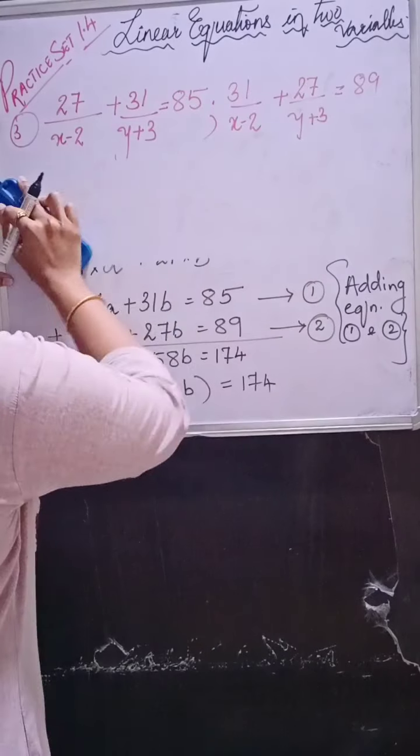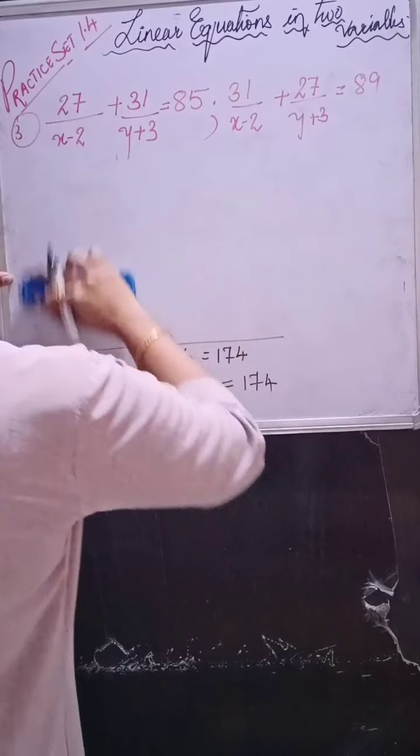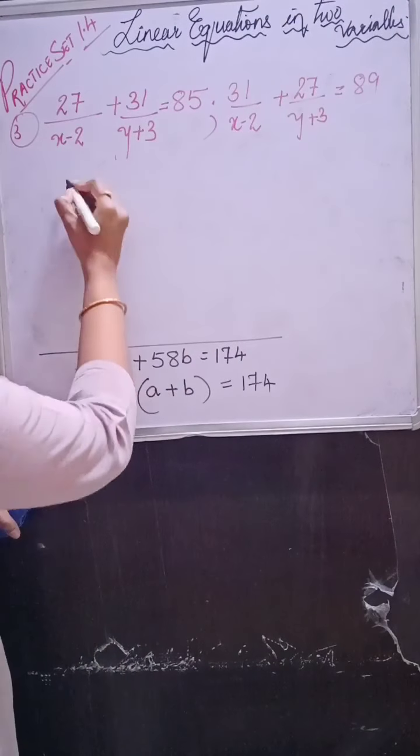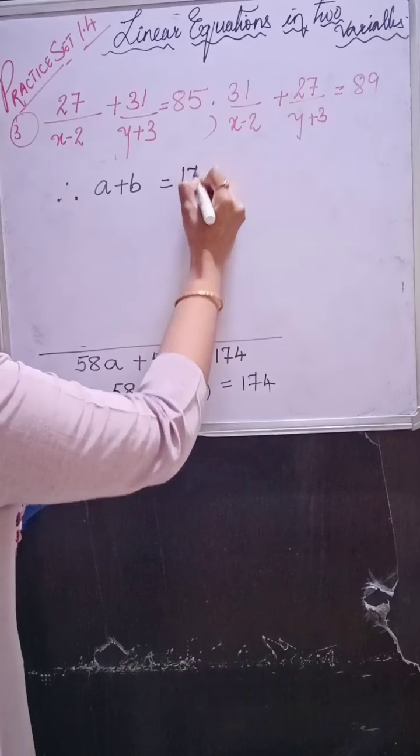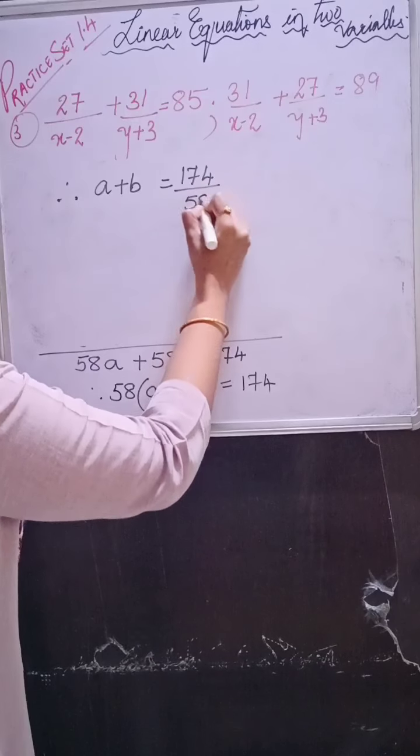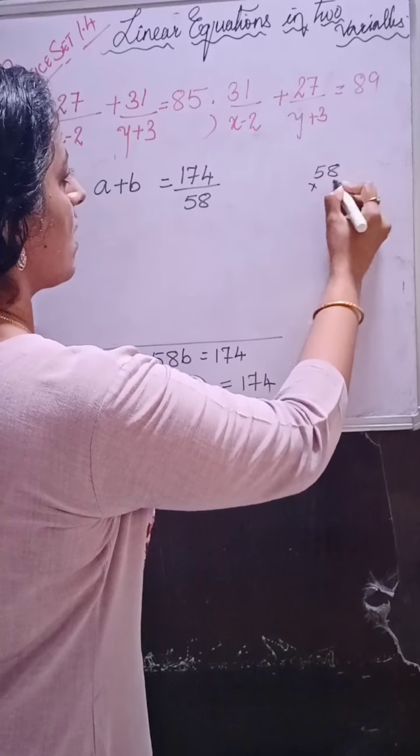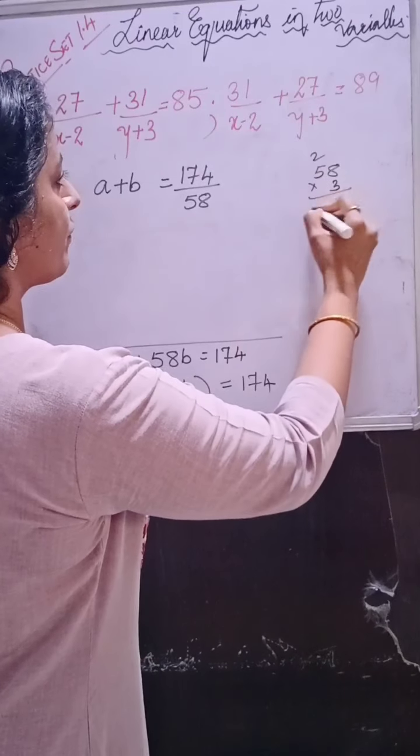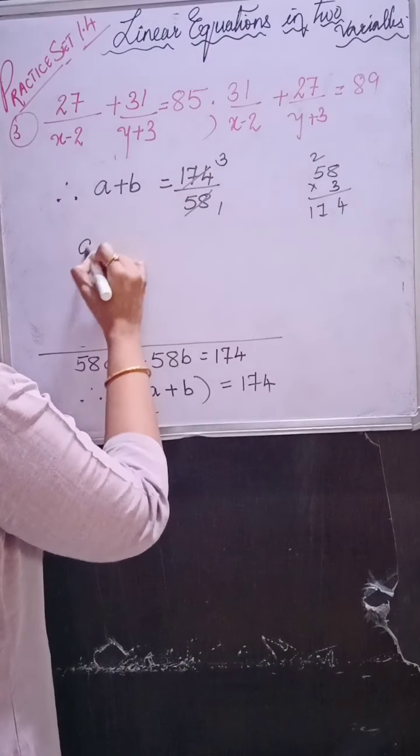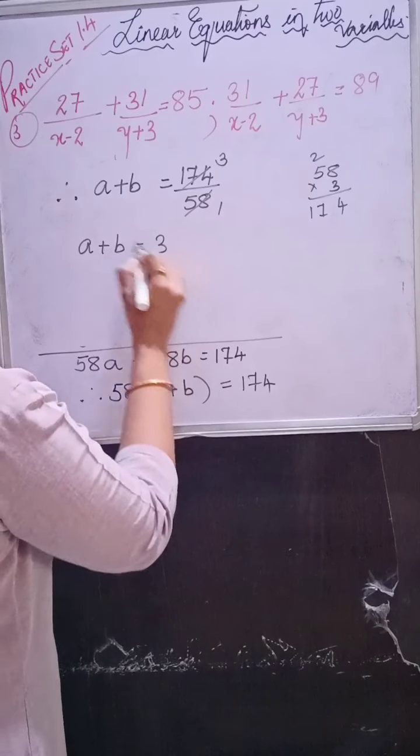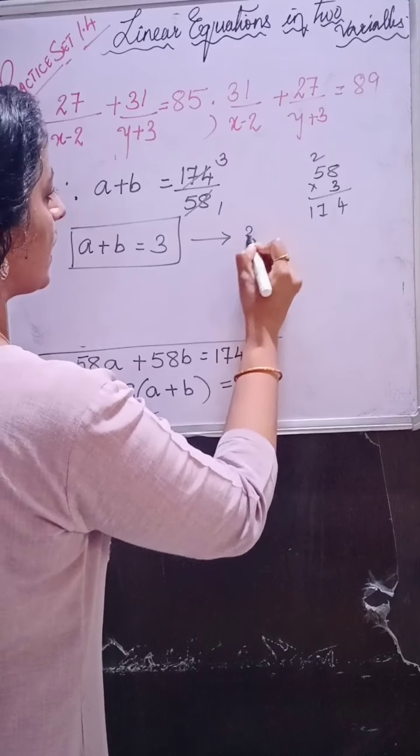So this part I will just erase. What we got: a plus b is equal to 174 upon 58. Check: 58 threes are 174. So you got the equation a plus b is equal to 3. Highlight it and give this as equation number 3.